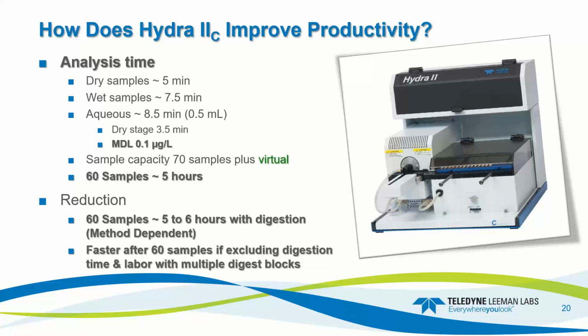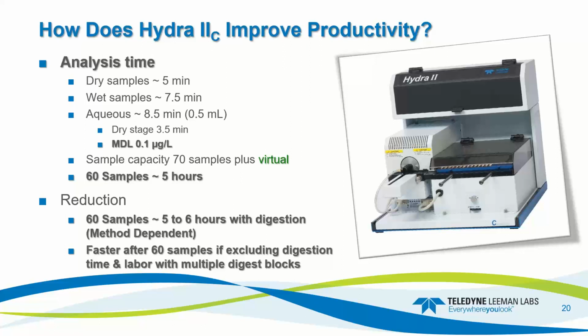It has a high sample capacity, so you can run 70 samples unattended, but if you have an analyst present to exchange the racks once they are used, you can run virtually an unlimited amount. You just have to keep adding them in the sequence, and I'll show you how to do that later in the presentation. So 60 samples takes about 5 hours.